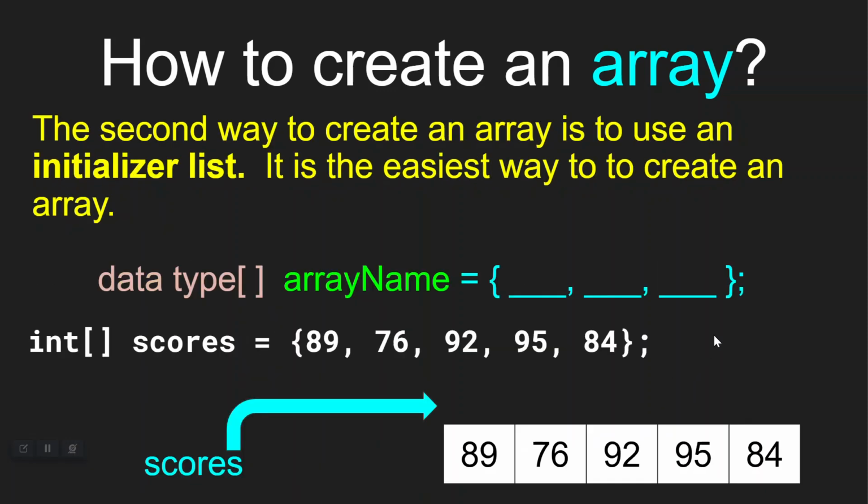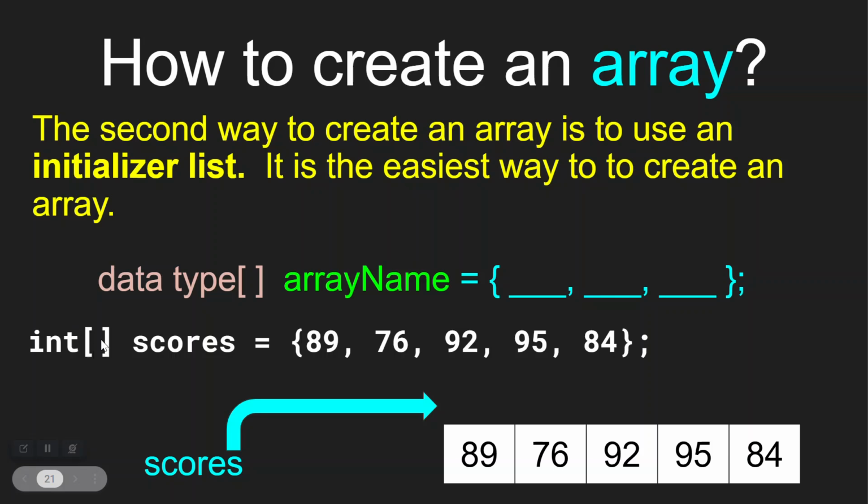Now, I mentioned there's an easier way of creating an array, and that's what you see right here. This is what's called an initializer list. So the second way to create an array is to use an initializer list. And again, it's much easier. So basically all you do is you put in the data type with your square brackets, then the name of the array, set it equal to, and now what we do is we open curly braces, and we just fill in the blanks with whatever we want, separated by commas.